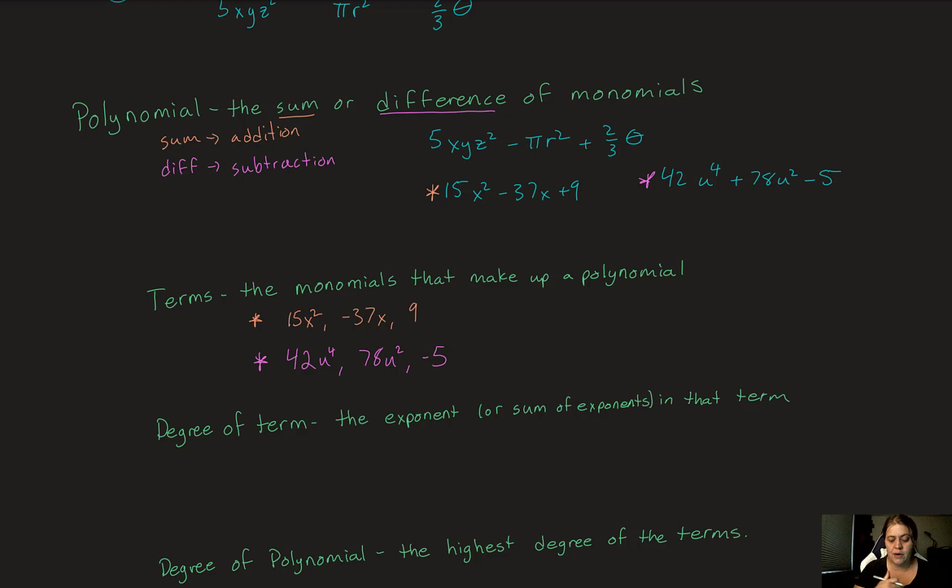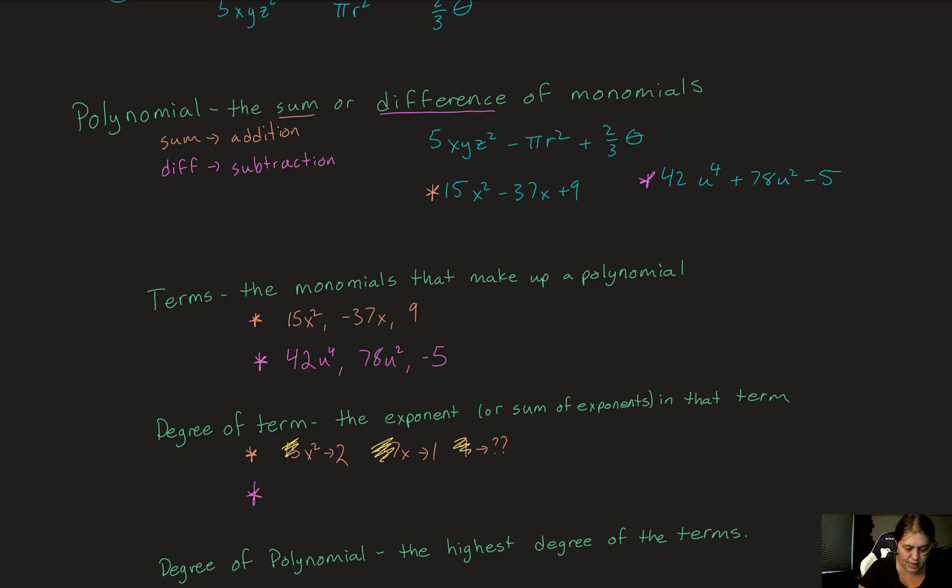Degree of the term. Now, that is the exponent, or the sum of the exponents, in that particular term. So, if we were looking at our orange guy, we have our terms 15x squared, negative 37x, and 9. Now, fun fact, I don't care about the numbers on these really at all. I just care about what the exponent is. So the exponent is squared, the exponent is to the 1. What is this one? We'll have to talk about that later.